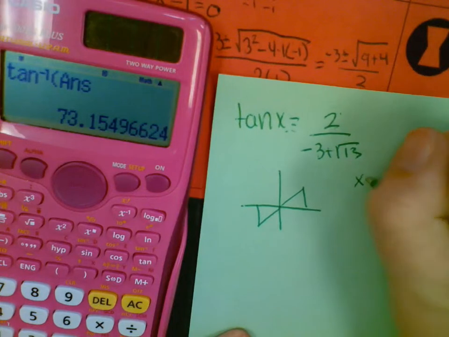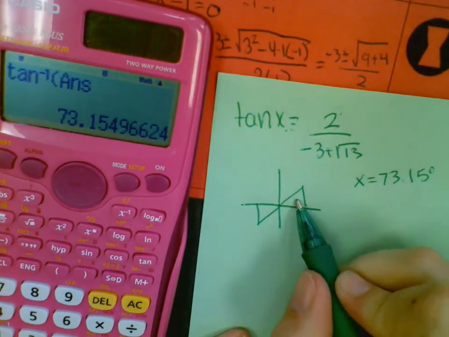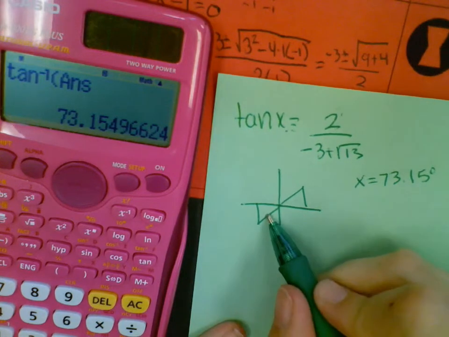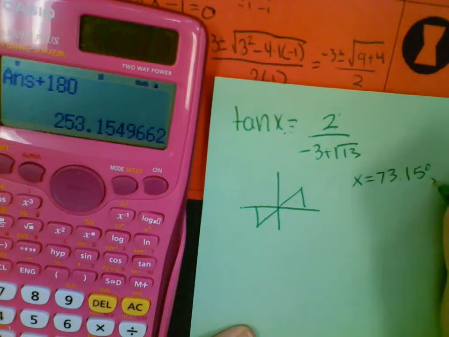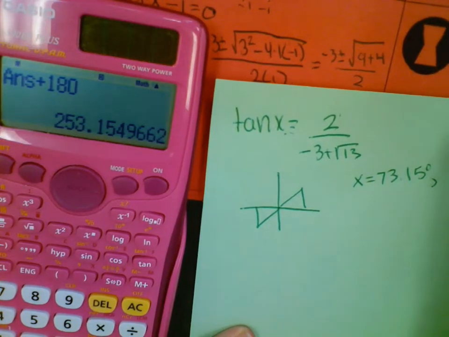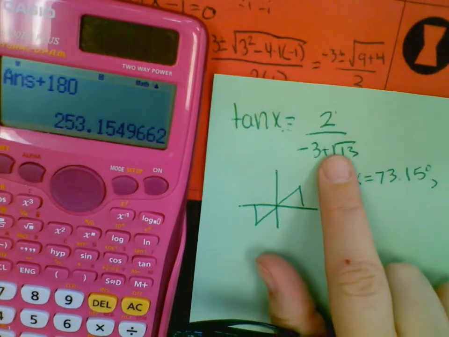So I get that x equals 73.15. So that's my quadrant 1 answer. And then to get into quadrant 3, I'll add 180 to that. So we have that and 253.15. Okay, so that is from the plus version of our formula.